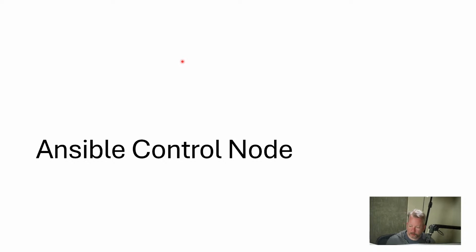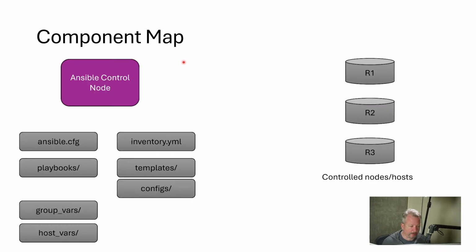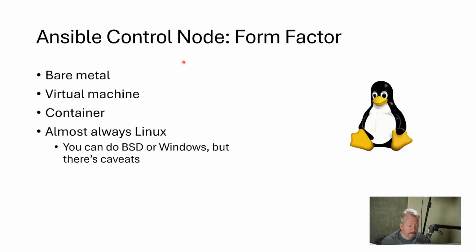So the first aspect we're going to talk about is the control node. The control node is where we run Ansible from, and it's the only device that actually needs to have Ansible installed. It could be a bare metal system, it could be a virtual machine, it could be a container. It's almost always Linux. It doesn't have to be Linux.